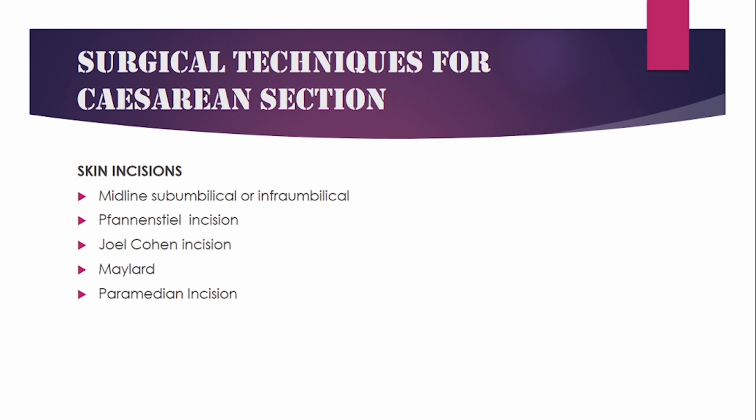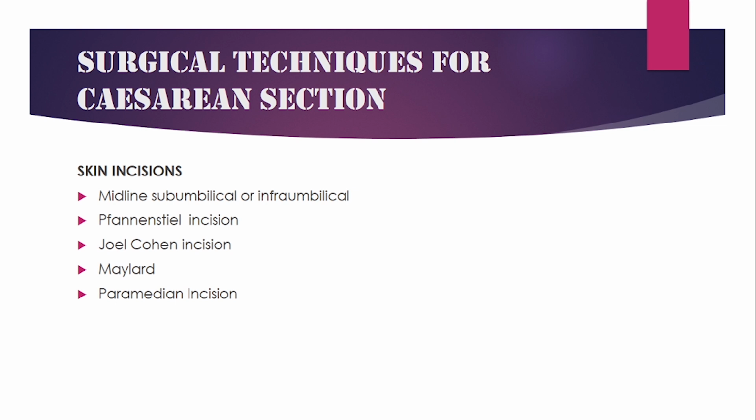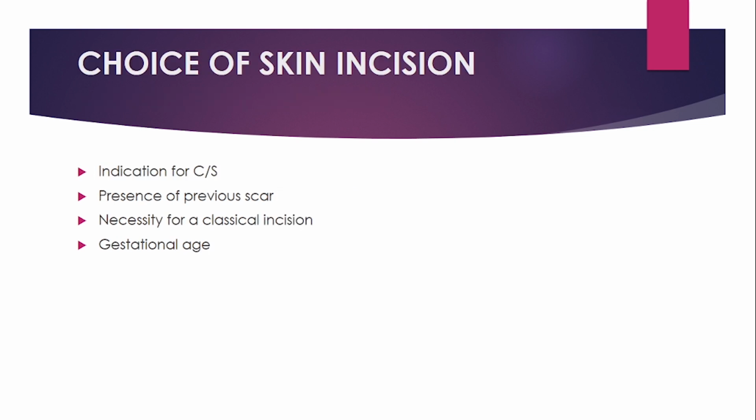So now, let's talk about surgical techniques for cesarean section. We're going to talk about skin incisions now. We have the midline umbilical or infraumbilical incision. This used to be one of the most popular incisions for cesarean section. But these days, many of us go for Pfannenstiel incision, which is the second one. Then Joel-Cohen incision is another incision that is useful. Later, we're going to talk about Misgav Ladach cesarean section, and you will realize that what they employ is actually Joel-Cohen incision. Then Maylard incision, then paramedian incision.